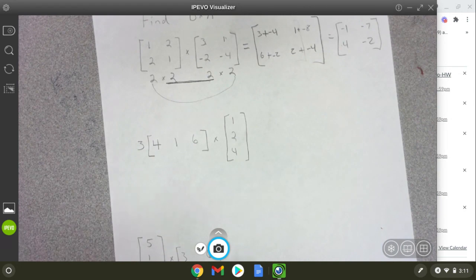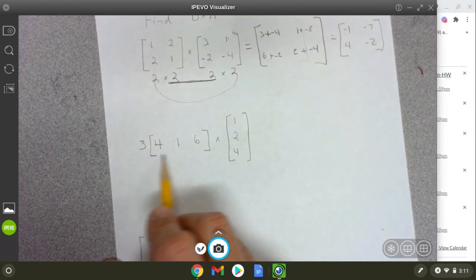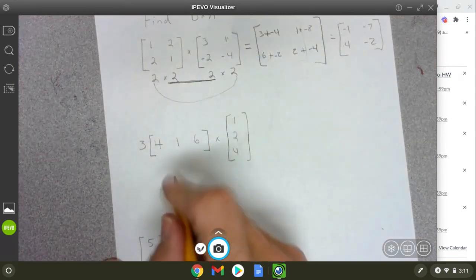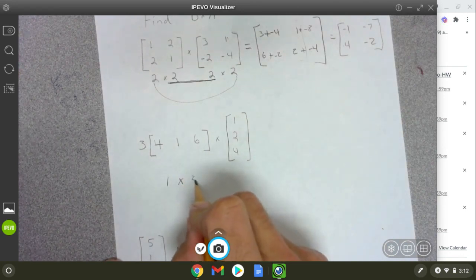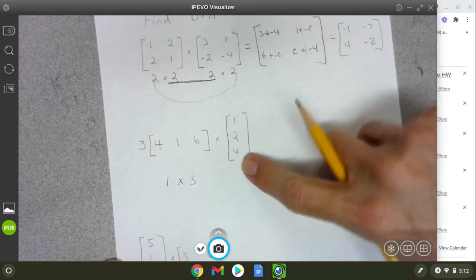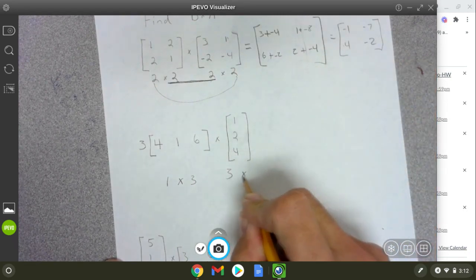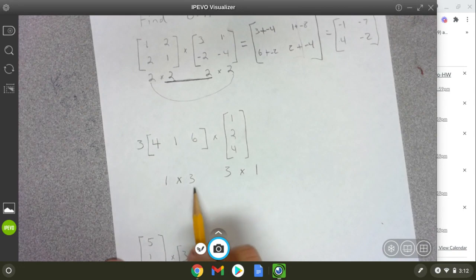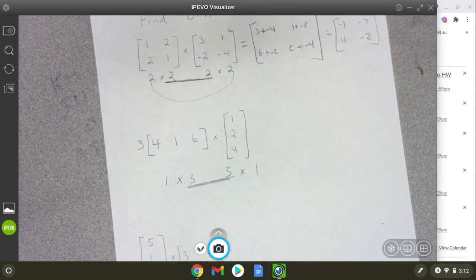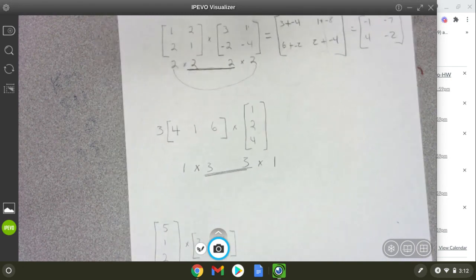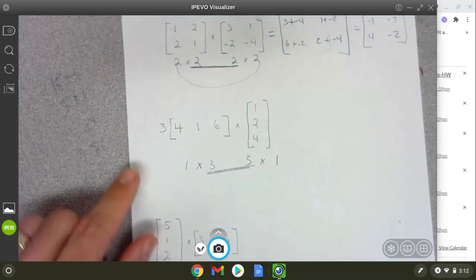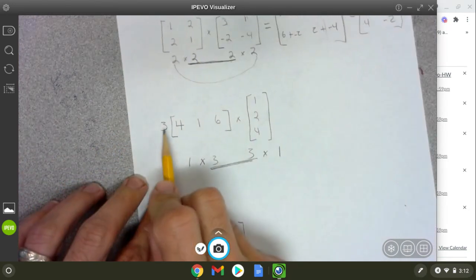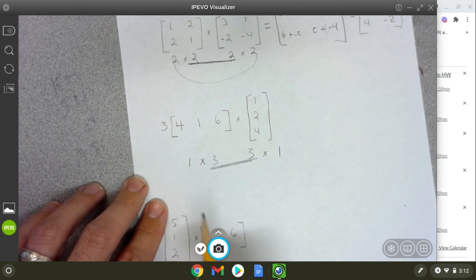So let me go ahead and look at the dimensions here. This has got one row and it's got 3 columns. The second one here has 3 columns and 1 row. So the inside numbers, since those match, that means that this is doable. We are able to multiply them. The answer is going to be a 1 by 1 matrix, and you'll see why when we go to do it. All right, we'll distribute this scalar inside.